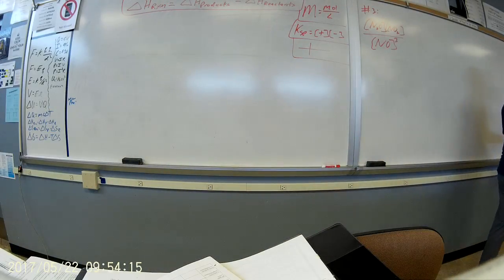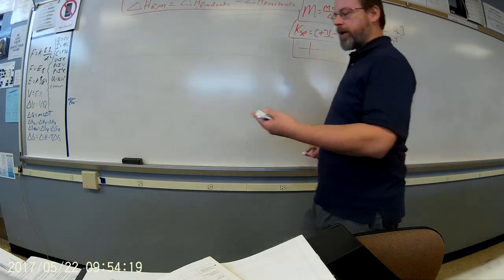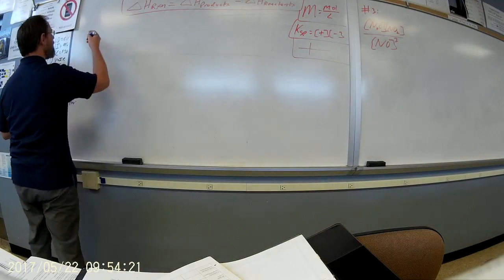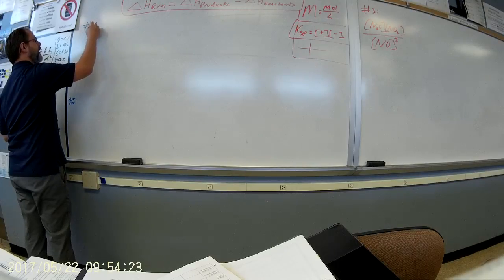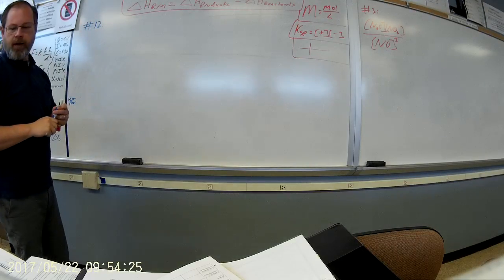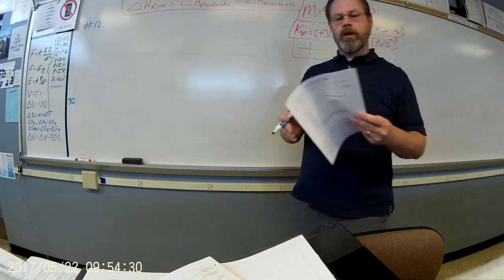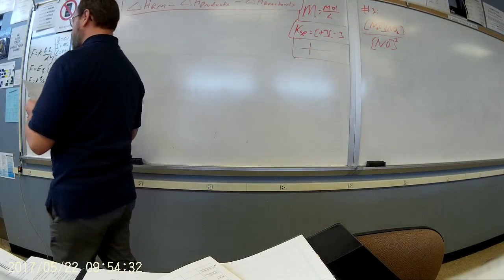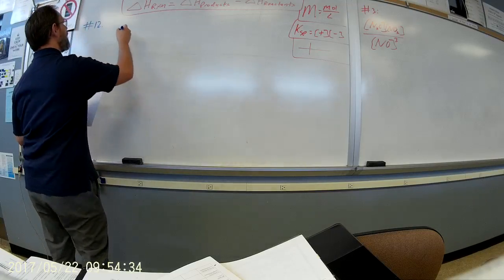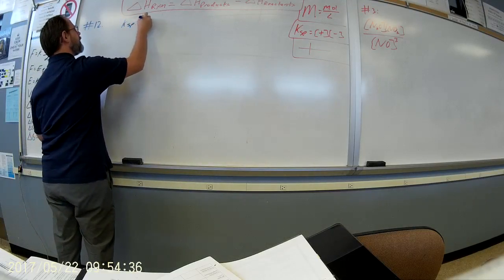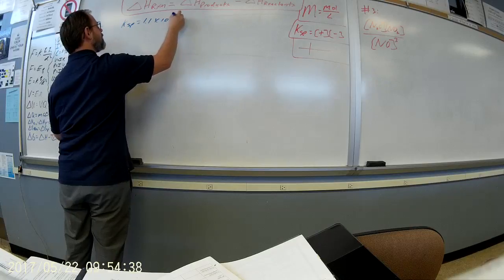Okay. So, like I said, this is probably one of the more complicated things that we've done in this class. But you can get it, you just have to work through the process. Okay, so this is number 12. And number 12 says the Ksp of barium sulfate is 1.1 times 10 to the negative 10. So the Ksp is 1.1 times 10 to the negative 10.